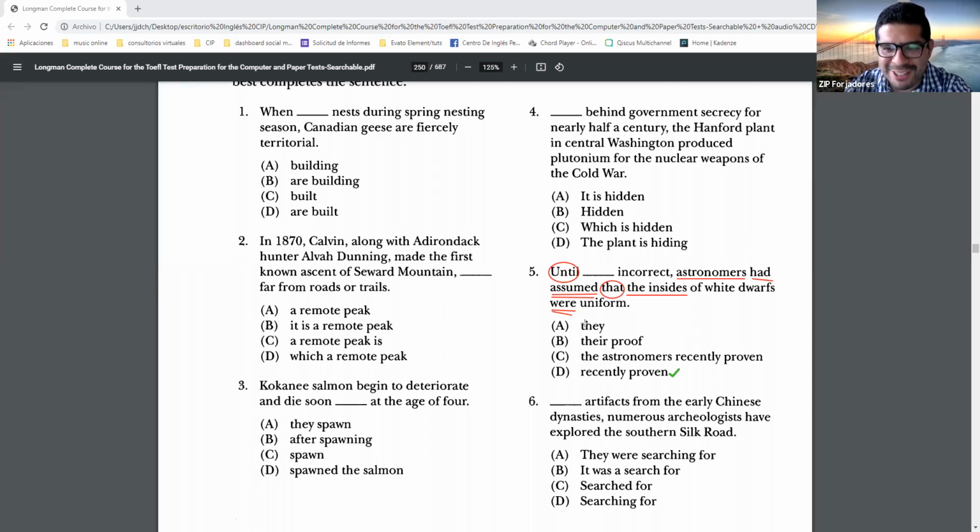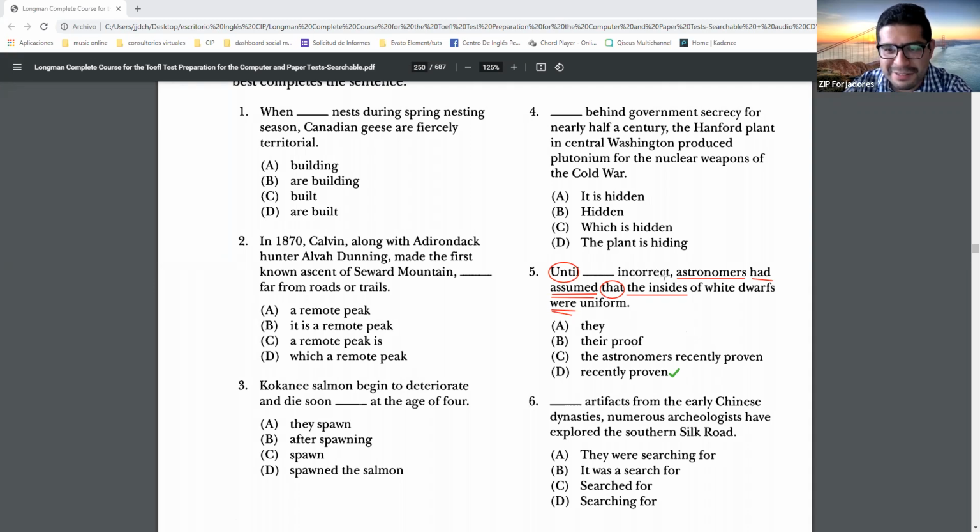Why did you get it wrong? I don't know. So you have a connector. Remember that after a connector, you have to have a subject and a verb. And if you don't have a subject and a verb, it means that it's reduced. But I only have an adjective, right? Yes, there is an adjective. Proof is a noun. It's the subject. But you need a verb. Incorrect is not a verb.